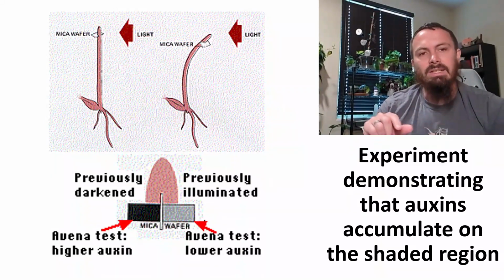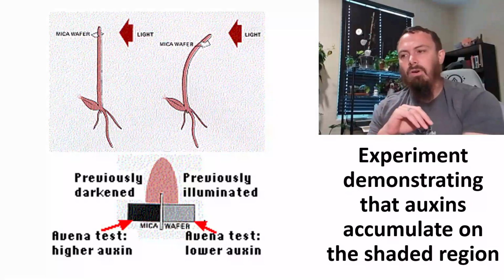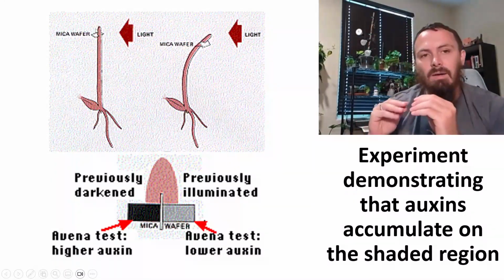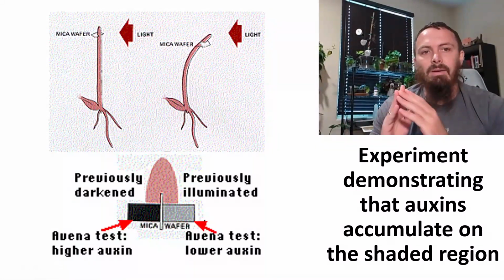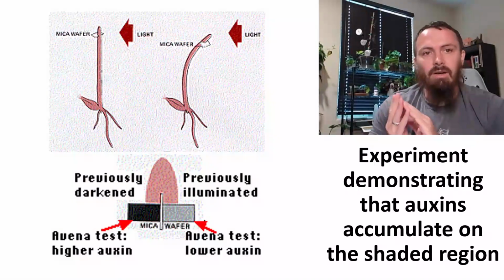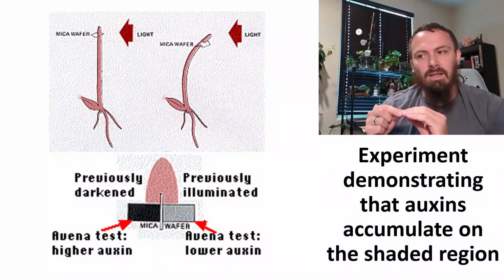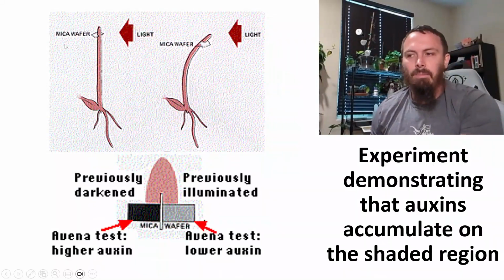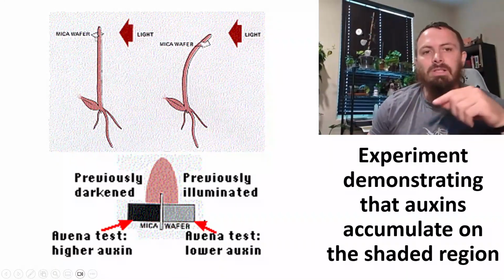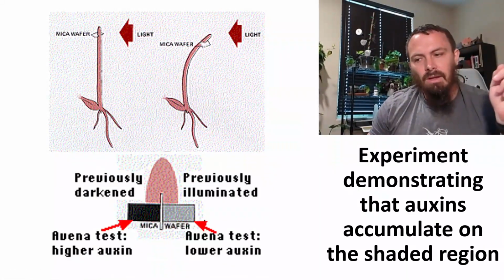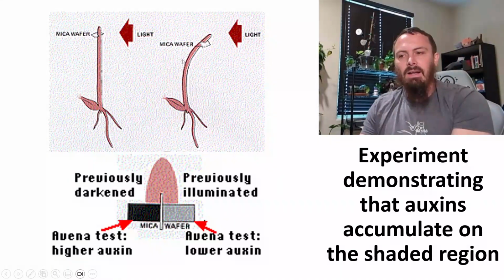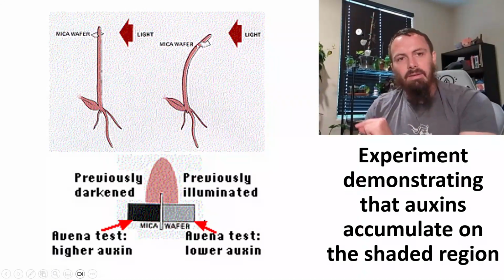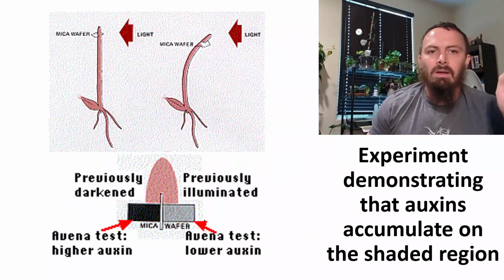But what's more interesting is when they switched it, they put the mica wafer on the left side, the side that was not being exposed to the light, the side that was dark, in the shaded region of the plant. When they blocked the signaling pathway, it disrupted the phototropism. So when they blocked the pathway on the left side, the dark side of the plant, phototropism no longer occurred. Now that's really important. So what that means is that whatever signal they're sending is traveling down the dark side of the plant, not the light side of the plant.